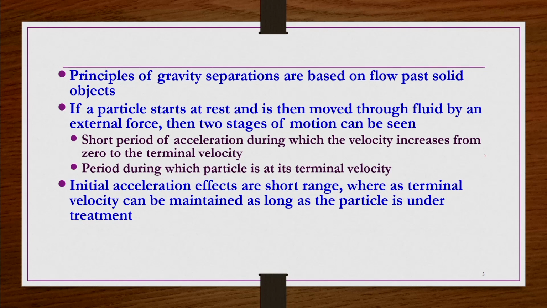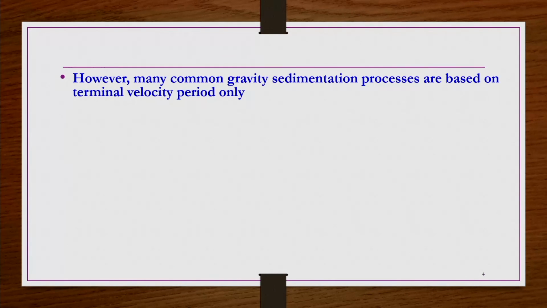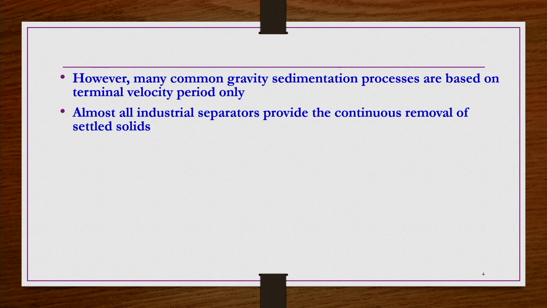So, initial acceleration effects are short range, whereas terminal velocity can be maintained as long as the particle is under treatment. Some operations, such as jigging and tabling, depend on the differences in particle behavior during the acceleration period, or during the initial period where the acceleration is important. But the majority of gravity sedimentation processes are based on the terminal velocity period only, that is, the section where du by dt equals 0. Almost all industrial separators provide continuous removal of settled solids.